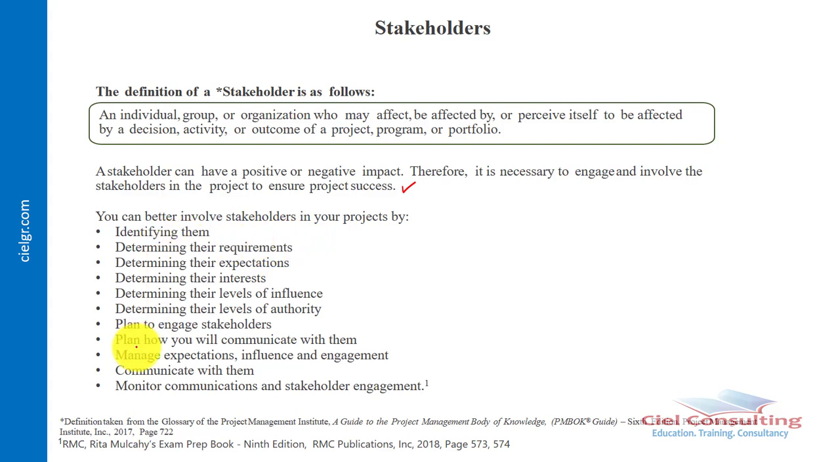So ways you can better involve your stakeholders can include: 1, by identifying them, and then secondly, determining their requirements, then determining their expectations, also determining their interests, then determining their levels of influence, also determining their levels of authority, then plan to engage the stakeholders, also plan how you will communicate with them, then manage expectations, influence and engagement, communicate with them, and then also monitor communications and stakeholder engagement.